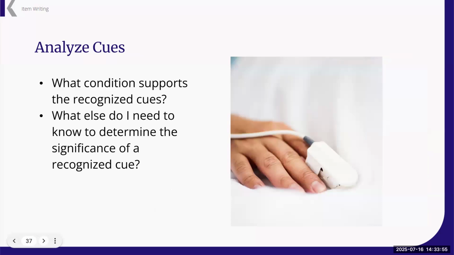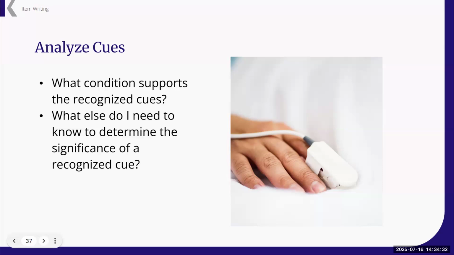The next step is to analyze cues. At this stage, we begin to make sense of the data we've collected. It's about connecting the dots and figuring out what the cues might mean. There are 2 questions that we ask here. What condition supports the recognized cues? This is where pattern recognition begins. The nurse must begin forming a clinical picture. Do these cues suggest pain, hypoxia, dehydration, a post-op complication? We're not diagnosing, but we're thinking critically about what could be going on.